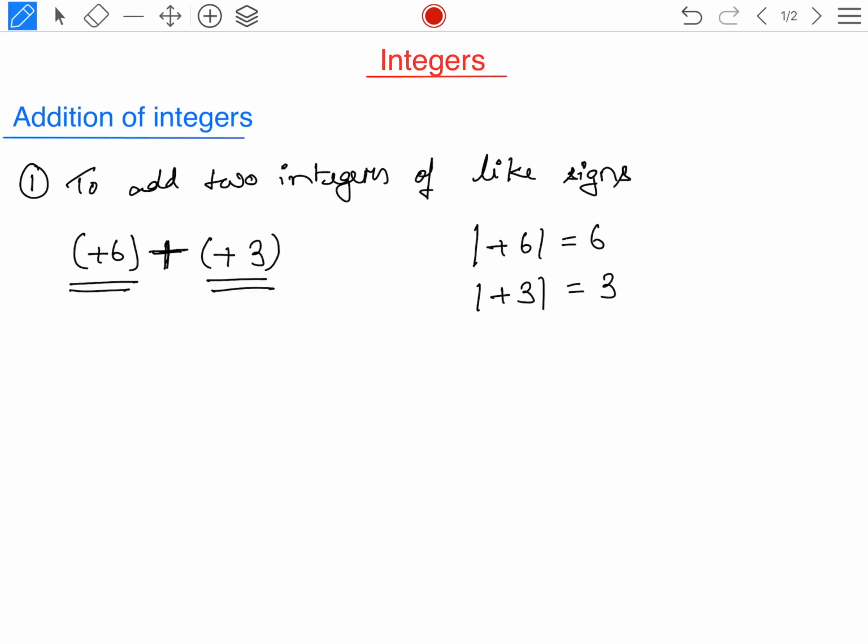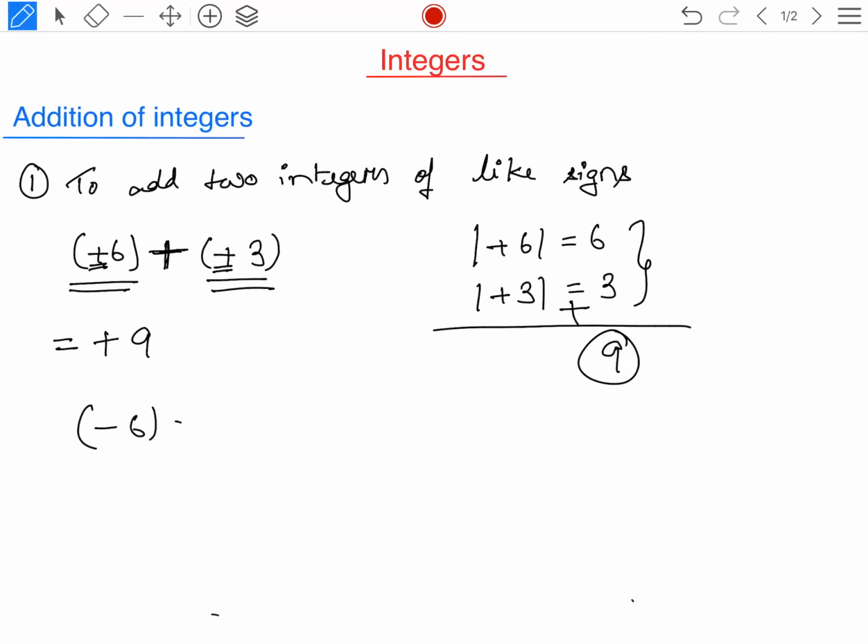Whenever the signs of the integers are same, first you will find the absolute values, and then you will add the absolute values. Now you will add 6 plus 3. 6 plus 3 how much? 9. Yes or no? And the sign we will use is the one that is common. In both integers, the positive sign is common, so you will use the positive sign, and the value we got is 9. Understood?